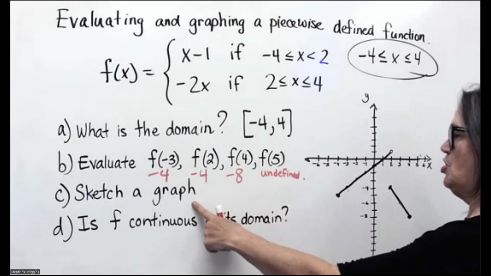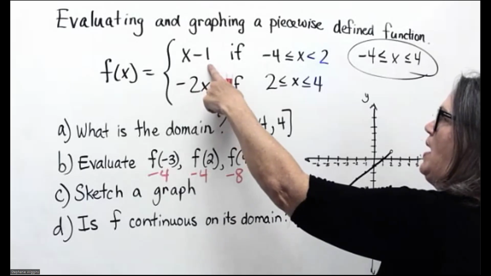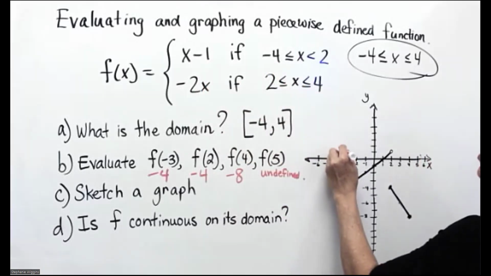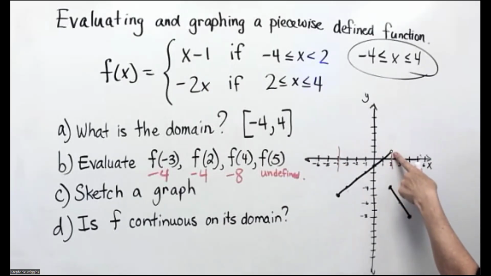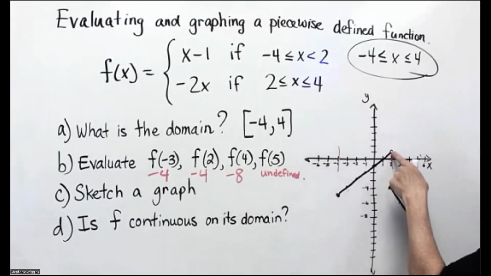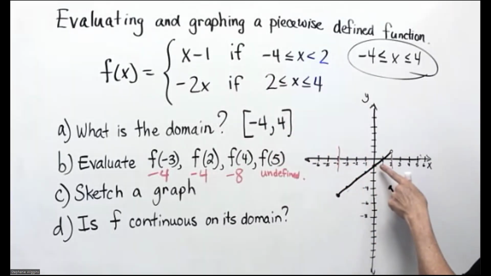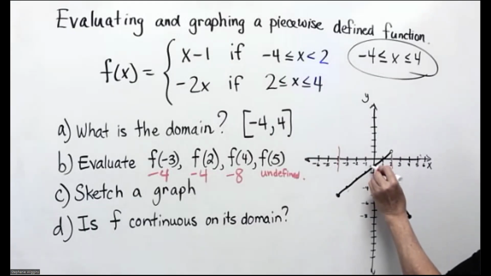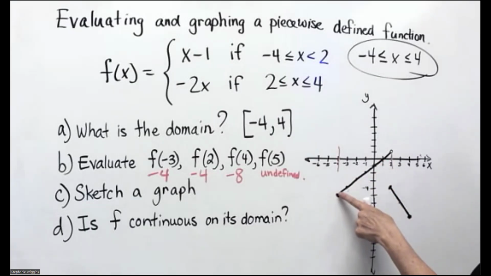Here, we're asked to sketch a graph, and you can see I've done that here. I graphed x minus 1 from -4 to 2. And notice I have an open circle there, and that's because it's strictly less than 2, so we don't want to include that point at 2. But this is the linear function x minus 1. You can see it has a slope of 1 and y-intercept of -1 right there. And so this is the linear function.